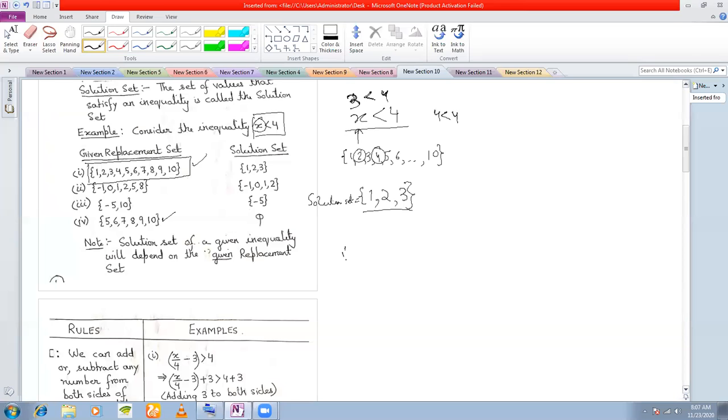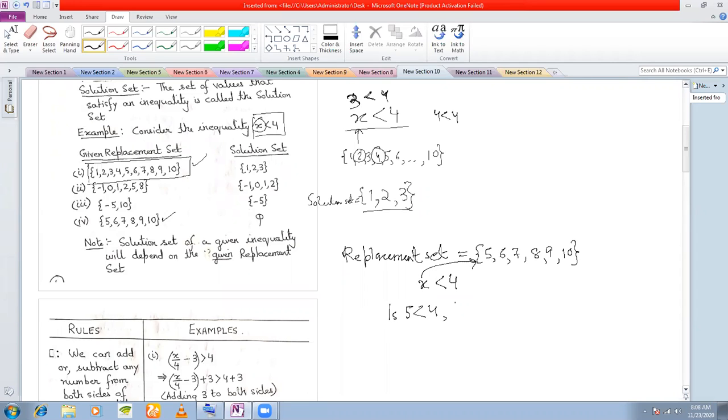If you see the last one, the replacement set is 5, 6, 7, 8, 9, and 10. This is a replacement set, and the given inequality is x less than 4. So x can take values from this set only. So what are the values of x that are less than 4? So 5, is 5 less than 4?